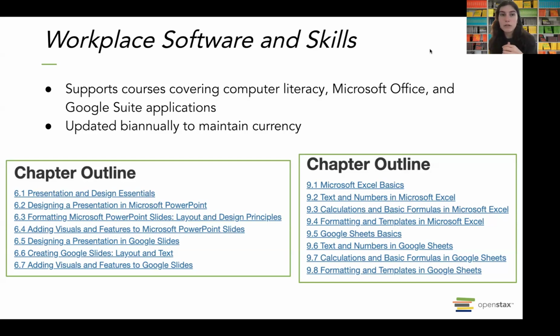Like all OpenStax books, Workplace Software and Skills is updated twice a year to ensure that the book is current and up to date. We know that with software releases or new changes, there may be changes in how Excel looks or changes in different Google Docs functions. So we'll make sure to reflect those changes in updated versions of our books.